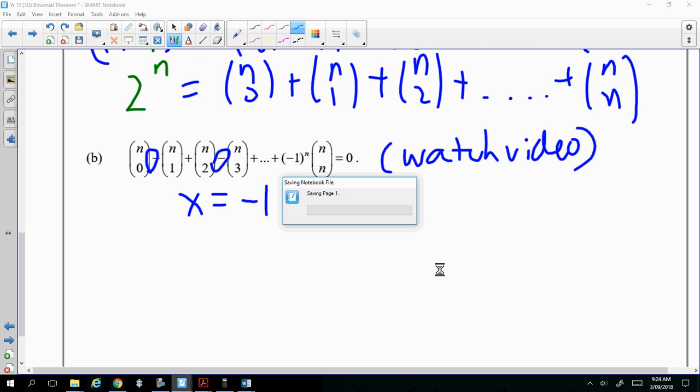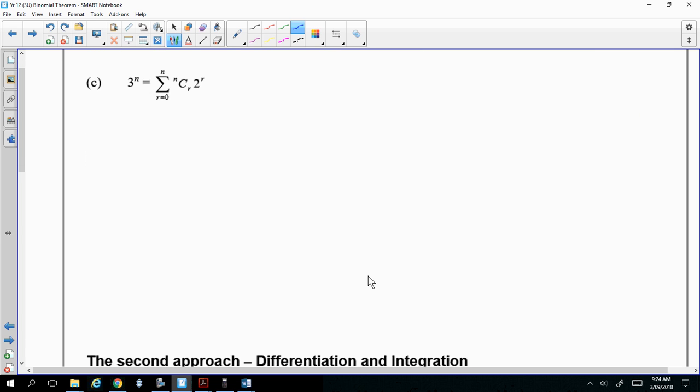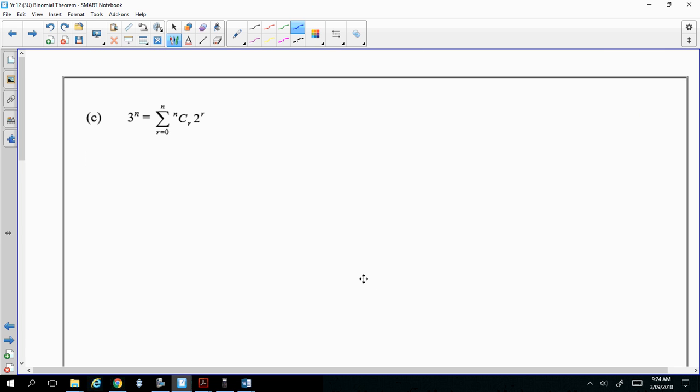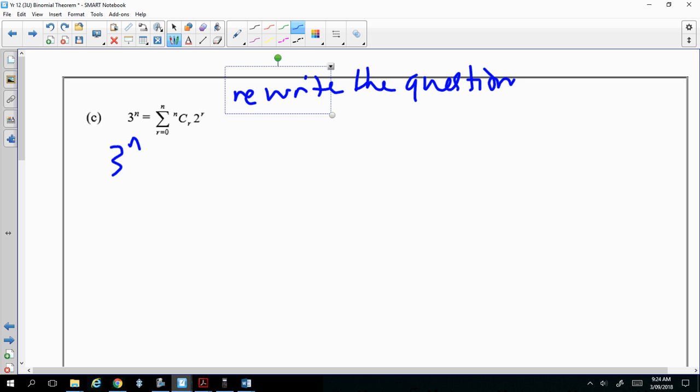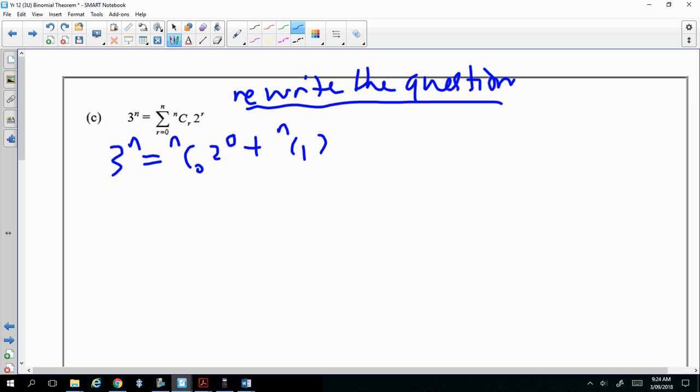Now, when it comes to this type of proof, whenever the question has a sigma notation, I want to rewrite the question because it's confusing. It's too short. It's too abbreviated. It's hard to interpret. So what you need to do is rewrite it. So write nC0, 2 to the power 0, plus nC1, 2 to the power 1, plus nC2, 2 to the power 2, dot dot dot, nCn, 2 to the power n. So rewrite the result. This is what you try to prove.